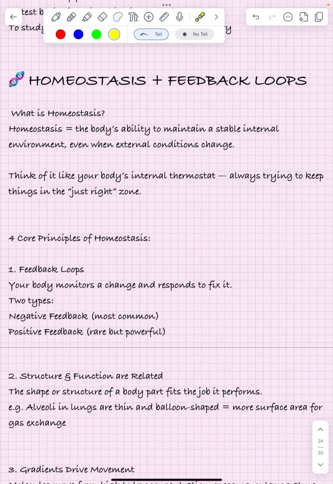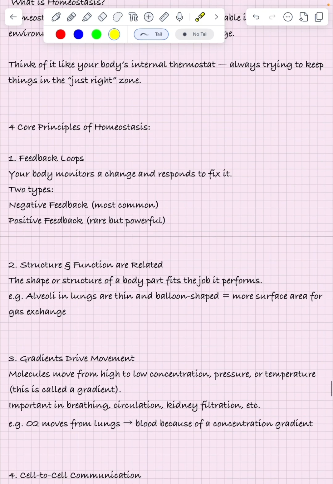We did cover homeostasis a little bit in the beginning. Homeostasis is the body's ability to maintain a stable internal environment even when the external conditions change. So we have four core principles of homeostasis. The first is feedback loops, which are very, very important. Your body monitors the change and responds to that change in order to fix it. We have the negative feedback and the positive feedback, which we're going to learn in detail.